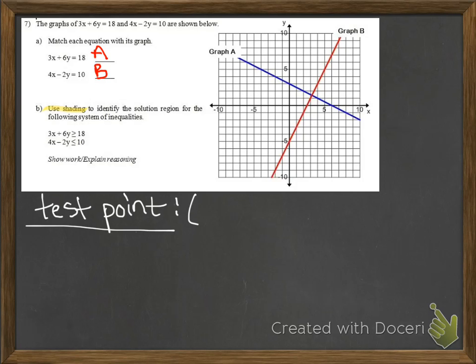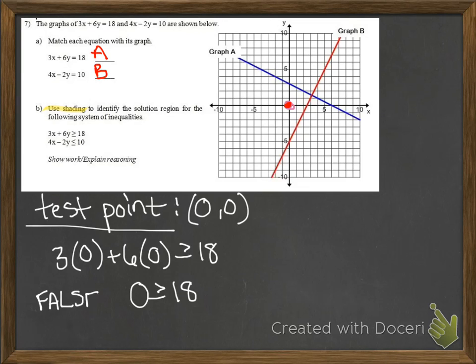Next thing we do is figure out which side of each line to shade. Again, we need to use a test point in order to figure that out. I'm going to use the test point 0, 0 because that's easy to plug in. So I'm going to start with the first inequality that they give us that says 3x plus 6y is greater than or equal to 18. I plug in 0 for x and 0 for y, and that gives me a statement that says 0 is greater than or equal to 18, which is false.